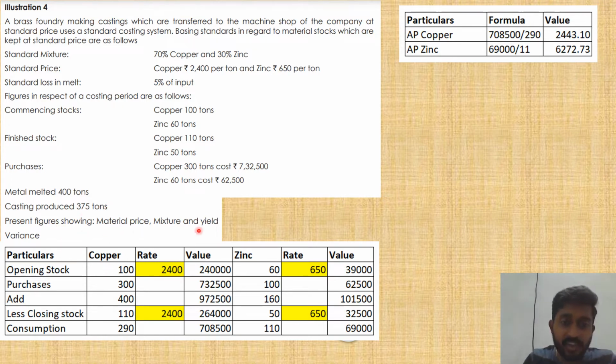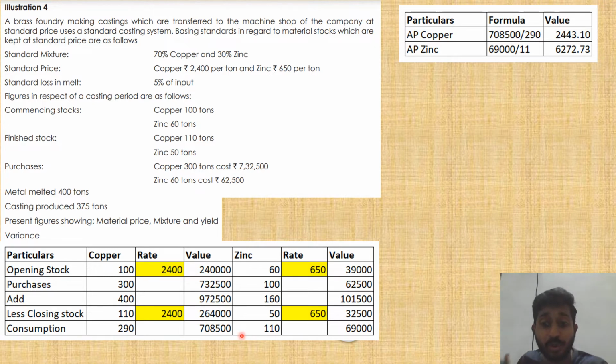Okay, so present the figures. Yes, we can present the figure. Now opening stock is given as 100 of copper and 60 of zinc. Opening stock plus purchases, which I have added here, minus closing stock will give you the consumption. We need to know the actual consumption, that is called actual quantity. So opening stock plus purchases minus closing stock is the actual quantity.